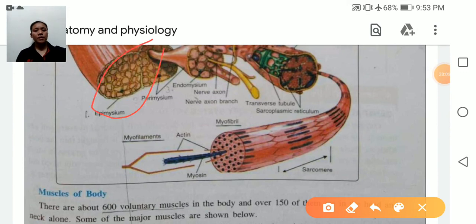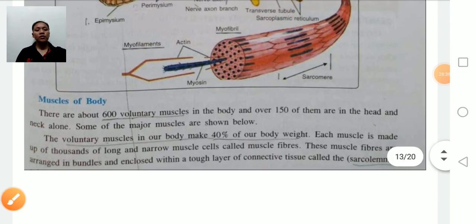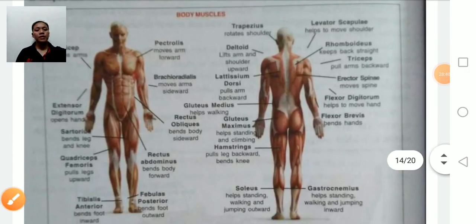This is the entire muscle, a group of muscle fibers, a single muscle fiber, and a myofibril. The entire muscle is surrounded by epimysium, a bundle of muscle fibers is surrounded by perimysium, and endomysium surrounds the single muscle fiber. Here the actin and myosin filaments contract, and the contraction leads to shortening of the muscles.